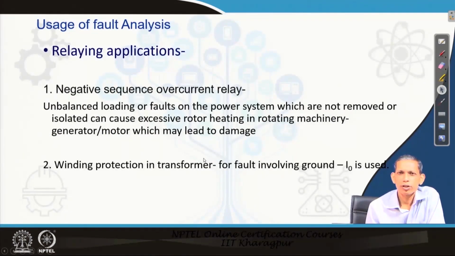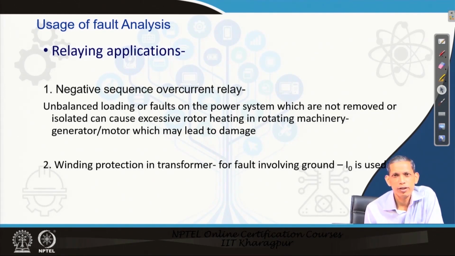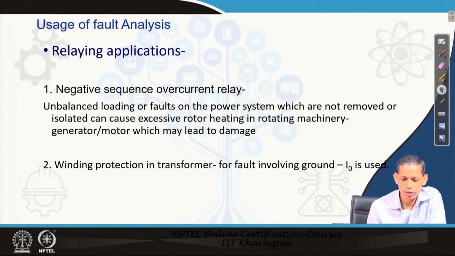Let us have a look at how this fault analysis is useful in relay applications. The negative sequence overcurrent relay is useful for system unbalanced conditions, because with any unbalanced condition, from the generator side or any rotating device, negative sequence current means the corresponding rotor gets heated, and therefore in the long run this becomes detrimental. So, in that case we can use the negative sequence component, and it can trip the circuits for protection.